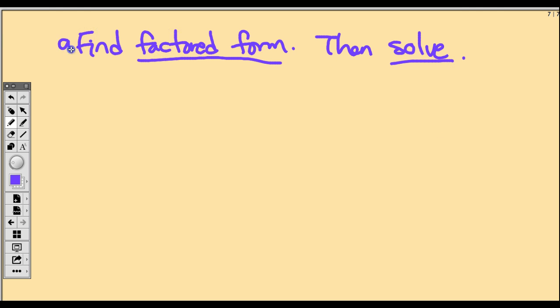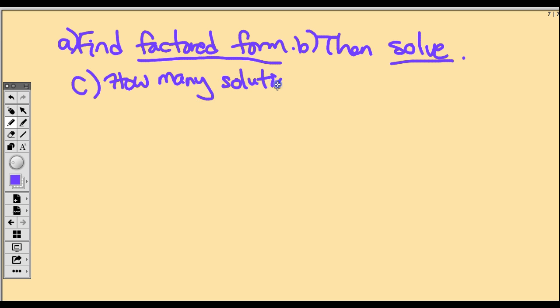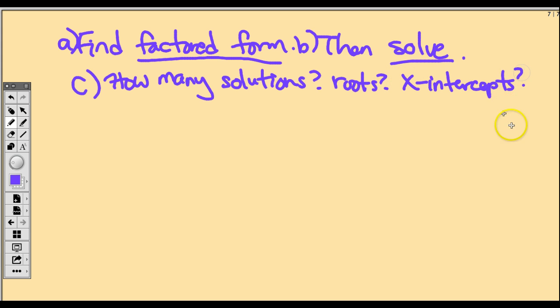And then, this is like part A, part B, and then here's part C. And part C says, how many solutions are there? And how many roots are there? And these are all essentially the same thing. And how many x-intercepts, okay? And it's really important that you understand this not just for this test, but also for the district final, okay? So there you go. There's three parts A, B, and C for this question. And this is going to be the second question that you have to solve.